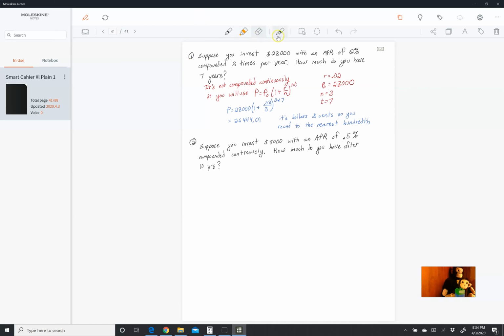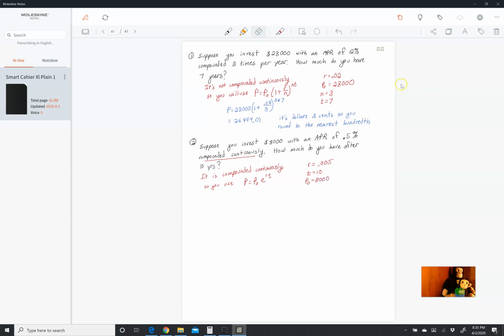Okay, so in this one, it's compounded continuously. As soon as you see these words, you're using that second formula. You're using the one with E. And here your R is 0.005. It's as a decimal, so you divide by 100. You're moving your decimal point two places to the left. Your T here, you want to know how much you have after 10 years. And your P0 is 8,000.